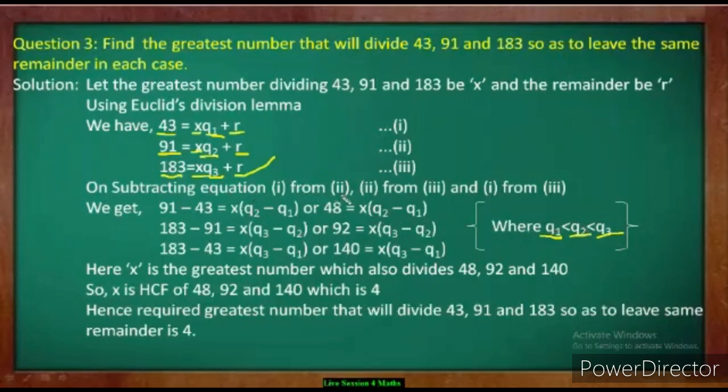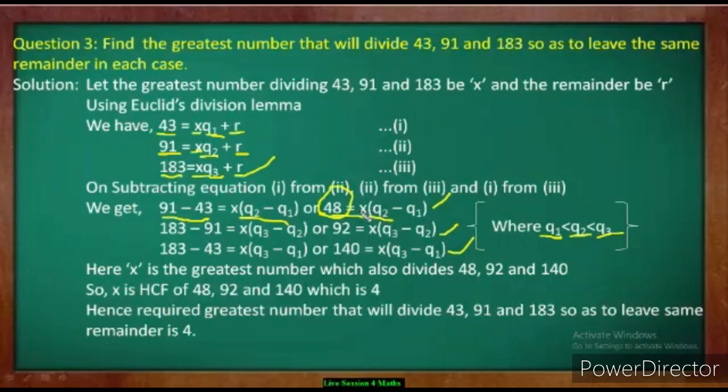On subtracting equation 1 from 2, 2 from 3 and 1 from 3, we get 91 minus 43 equal to x times (q2 minus q1), taking x common, and the r will be cancelled. 91 minus 43 equals 48, and x times (q2 minus q1). The same way you can express all three.